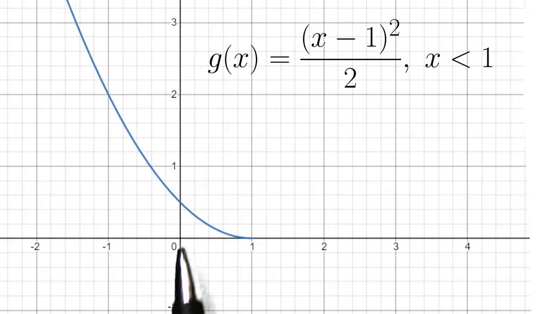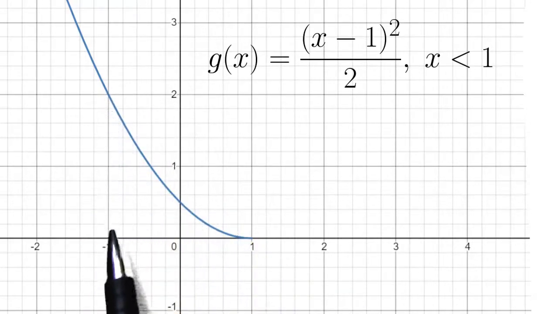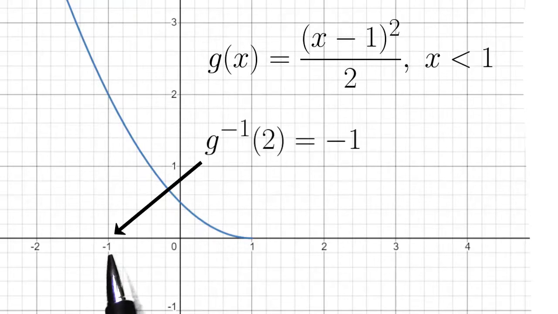If I want to compute g inverse of 2, I only have one graph to go over to, and I come down and I see the answer is negative 1. Right, so everything works fine. I don't have the issue that I had before.